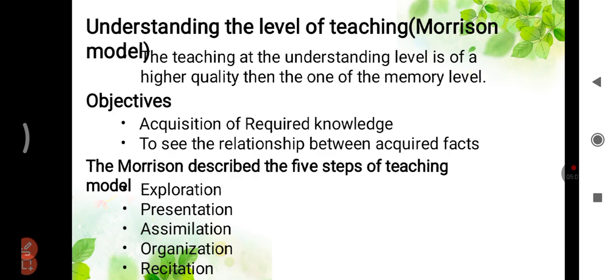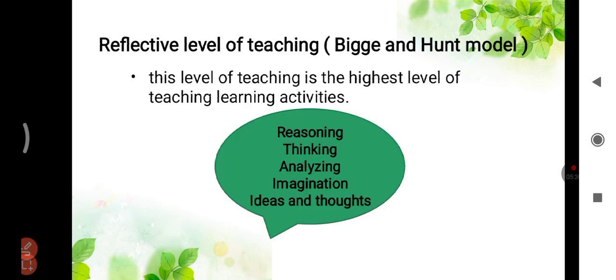The Morrison model. The memory level is the Herbartian model; this is the Morrison model. Teaching at the understanding level is of higher quality than the memory level. This uses acquisition of the required knowledge to see the relationship between the acquired facts. The five steps of the teaching model: exploration, presentation, assimilation, organization, recapitulation. Then merits and demerits.